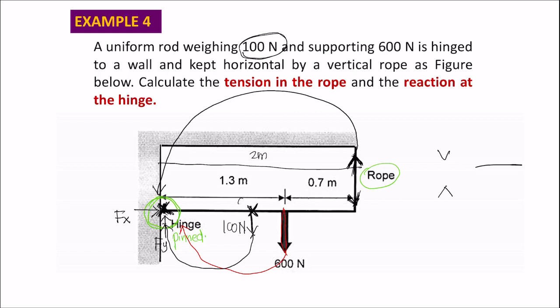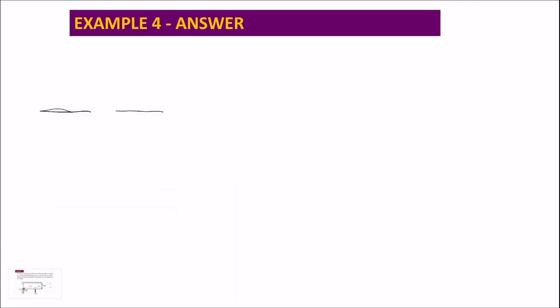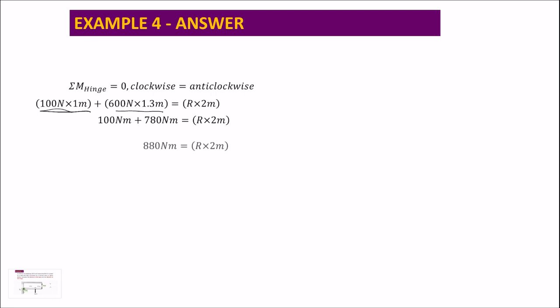Berapa value dia, kita tak tahu sebab kita tengah cari tension. And the distance ke hinge adalah 2 meter. Therefore, R darab 2 meter. Here the tension, we call it R lah. Kita solvekan, we can get the value of R, which is equal to 440 Newton. That is the value of the tension that the rope is having.